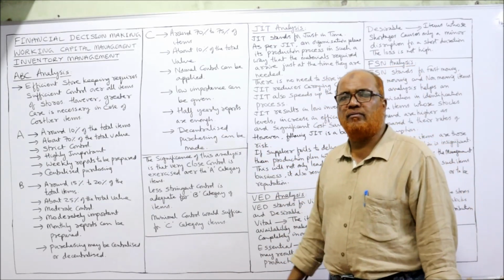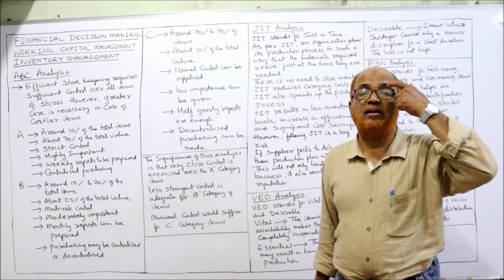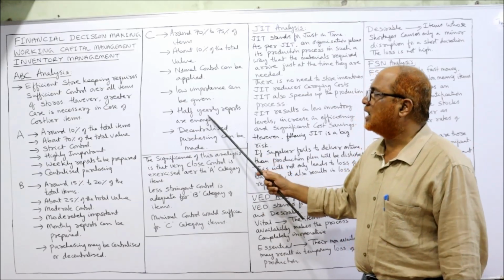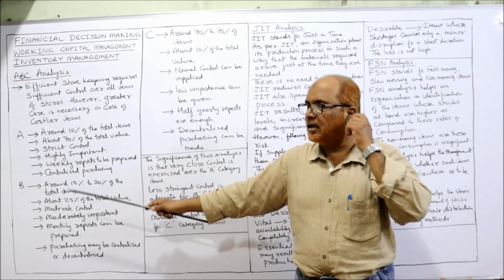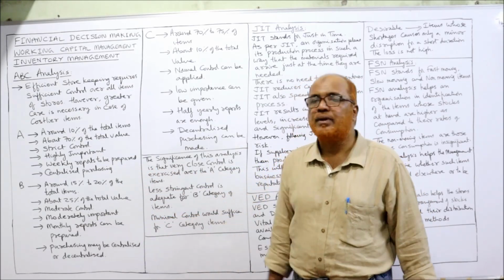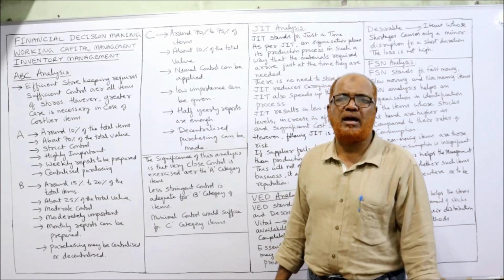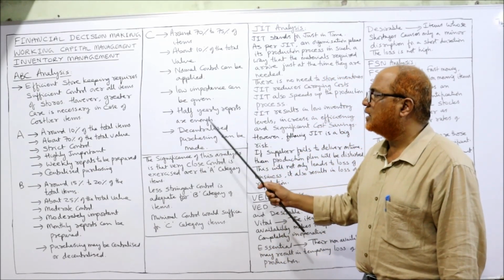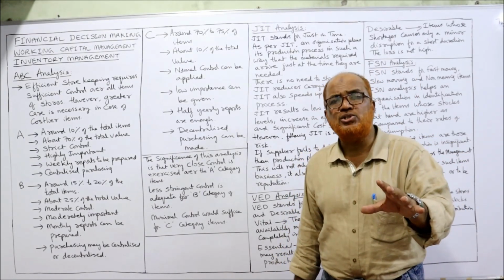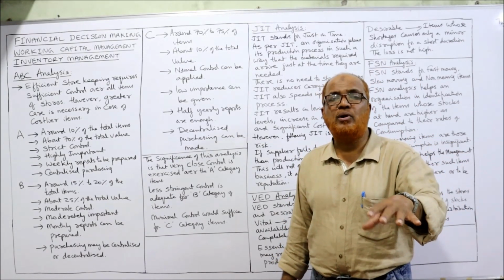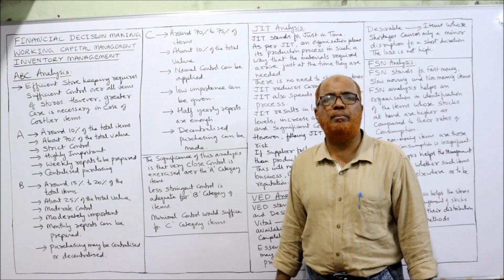Low importance can be given. Here high importance, here moderate importance, here we can give low importance. Then half yearly reports are enough. Weekly reports are necessary for A category, monthly reports are required for B category, but here it is half yearly. Every 6 months we can make the report for C category items. Then decentralized purchasing. It is not necessary that purchasing should be centralized, because these are low cost items, so decentralized purchasing can be made.